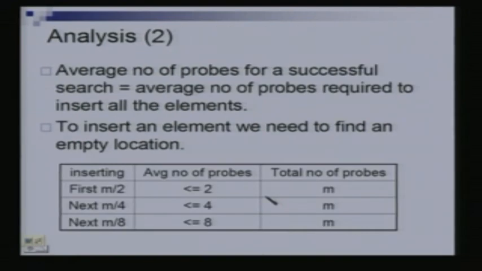Okay, let's look at a successful search now. Here I am going to talk about the average number of probes required for a successful search. Not for one particular search, but if I were to look at all the successful searches. So what are successful searches? Successful searches are searches corresponding to the elements in the table. I have some number of elements in the table.